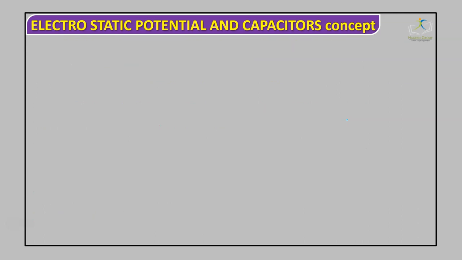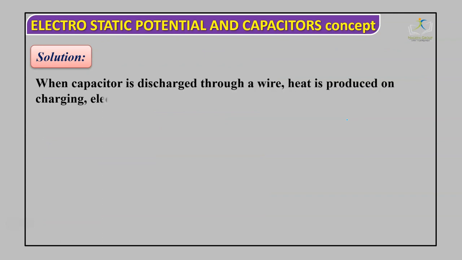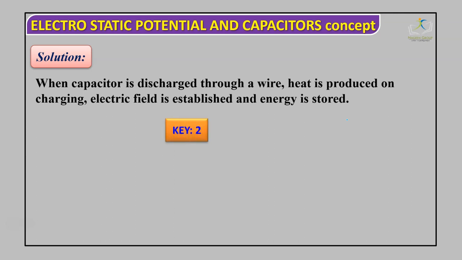Let us see the solution for this question. When the capacitor is discharged through a wire, heat is produced. On charging, an electric field is established and energy is stored. According to that, the second option is correct.